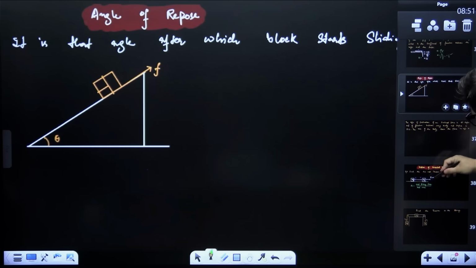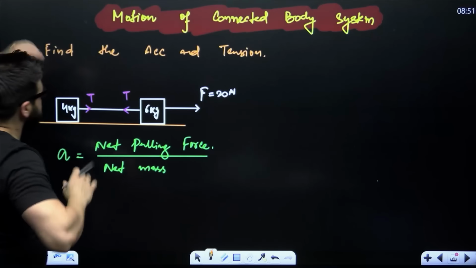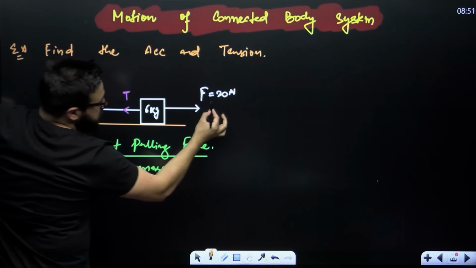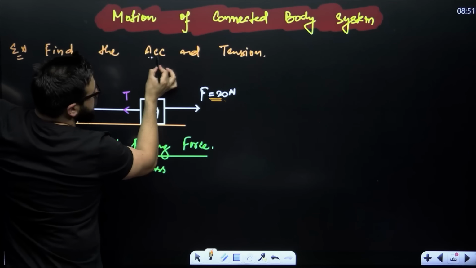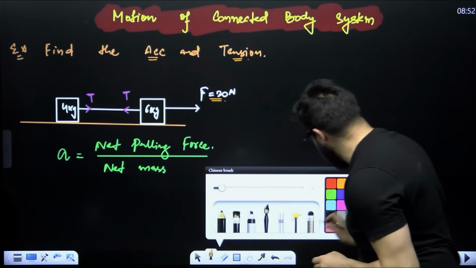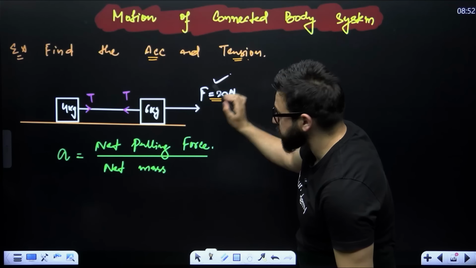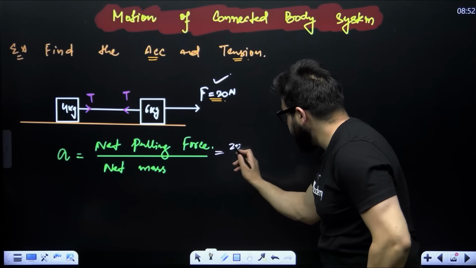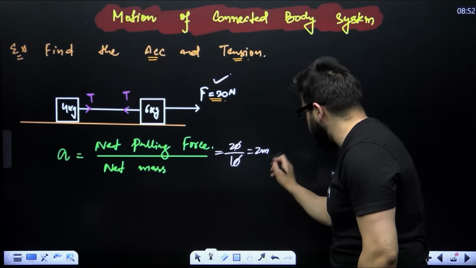Okay. One more important concept. Let's talk about this particular concept, my dear NEET aspirants. See, this concept is you have got two blocks. This is a motion of connected body system. And in this particular case, force is acting 20 Newton. Now, my dear friends, they can ask you two things in this case, acceleration and tension. When it comes to the acceleration, you will be simply saying acceleration is net pulling force by net mass. And pulling force will be considering this. Sir, tension which is created in that string? No. So pulling force is 20, net mass is 6 plus 4, that is 10. This and this will cancel. So it is 2 meter per second square.